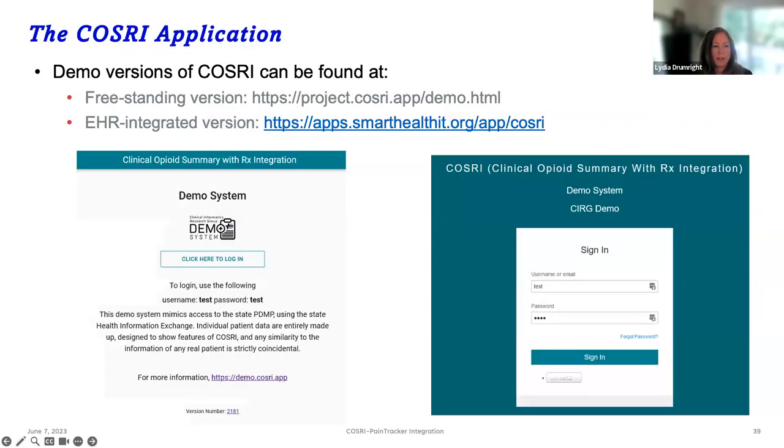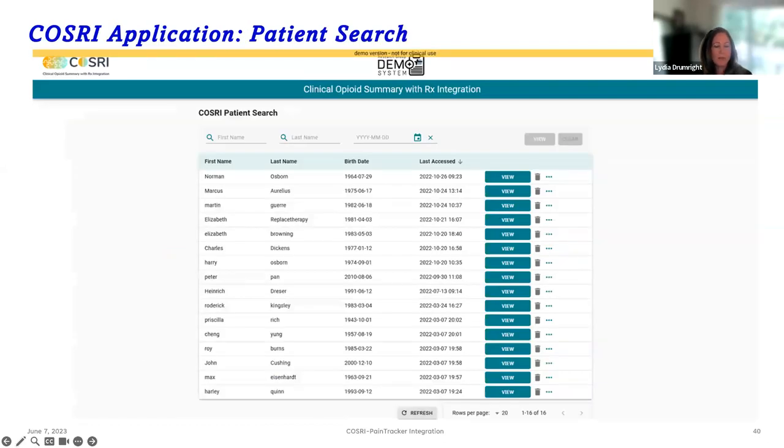I just wanted to highlight here, we have two demo versions of COSRI. One is the freestanding version, which you can access there, and one is an EHR integrated version, which you can access on the Smart Health IT. You can go to the freestanding version by that demo system link, and you get a login screen that looks like this. Next slide, please. In your demonstration version, we have a bunch of patients that we've made that represent different things. You can search those patients at the top by name. These demo versions do all the same things as the live versions, but of course they contain fictitious data and patients. Next slide, please.